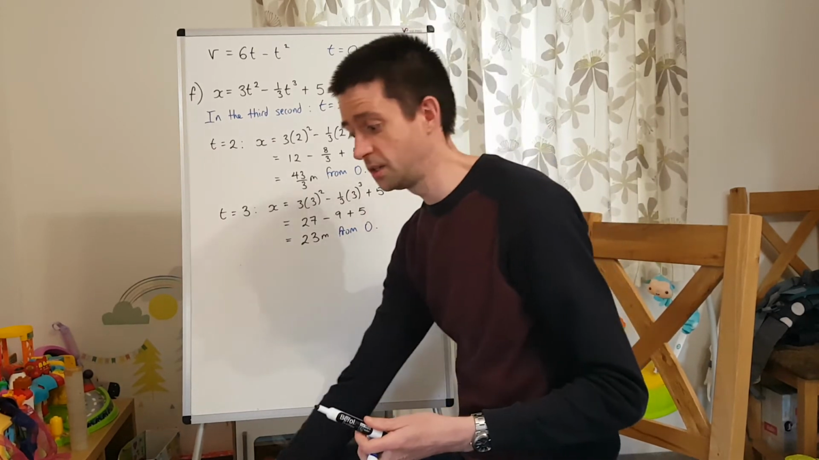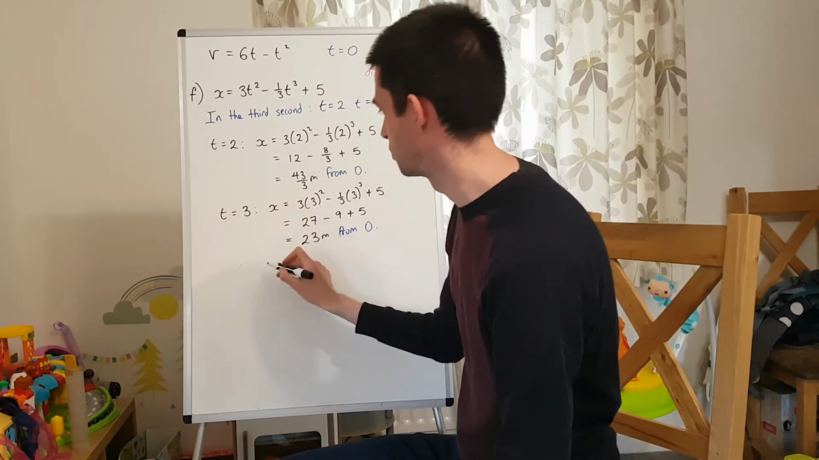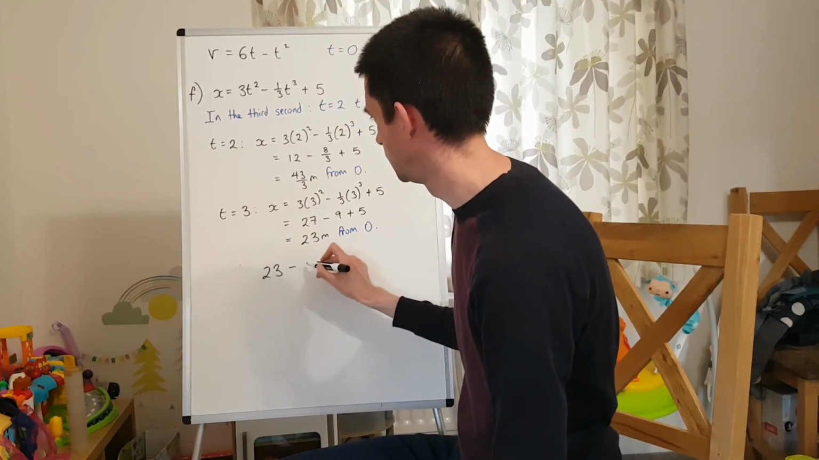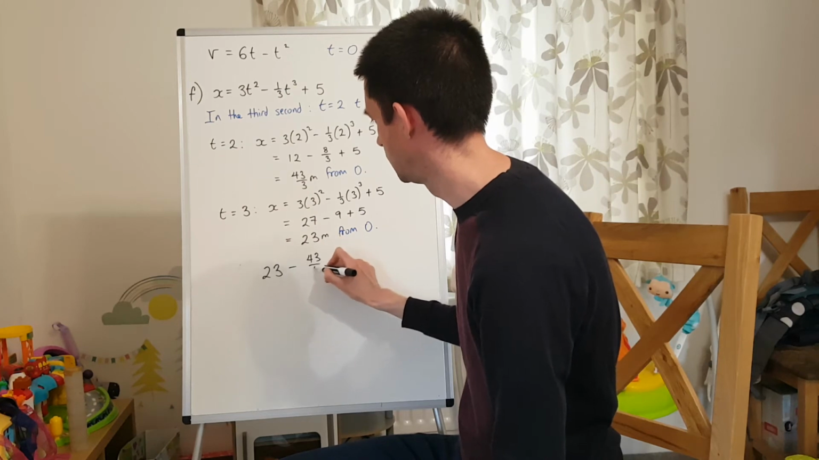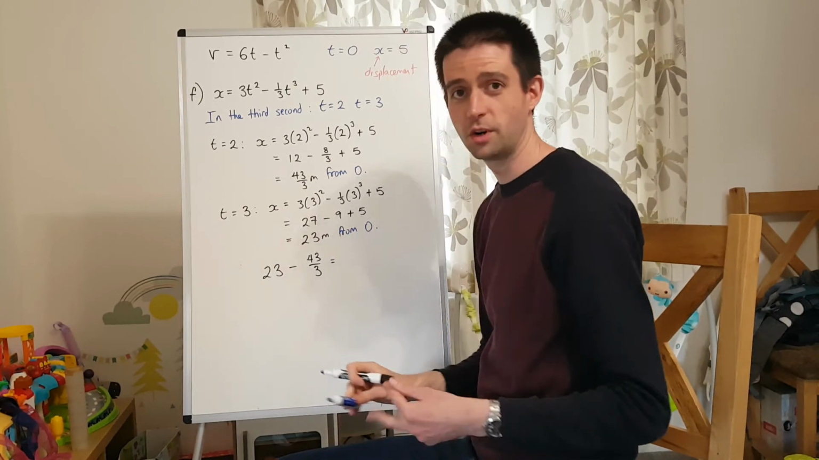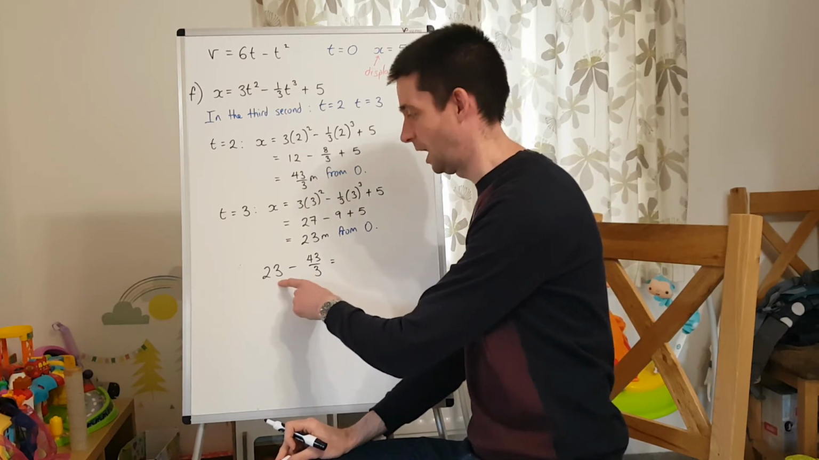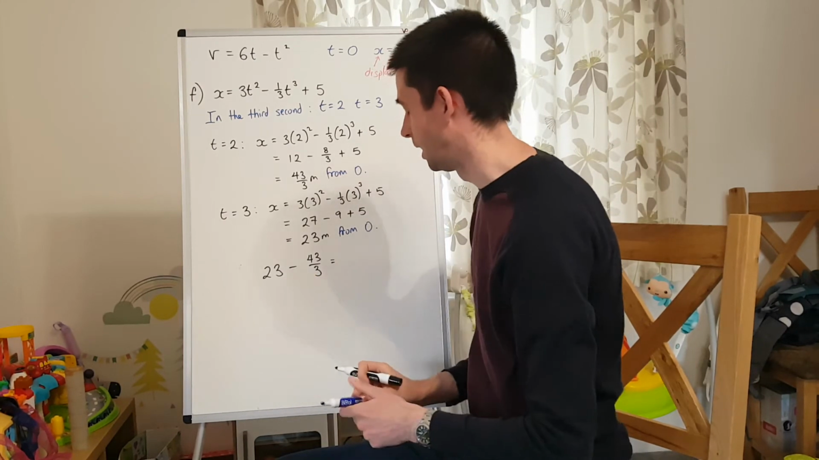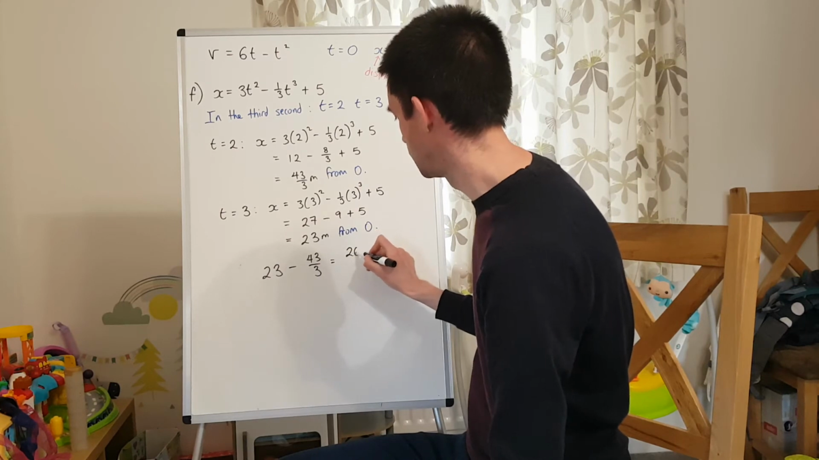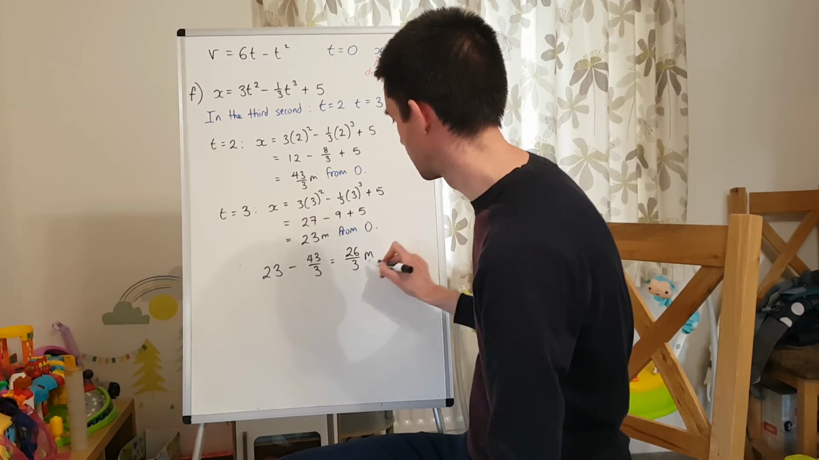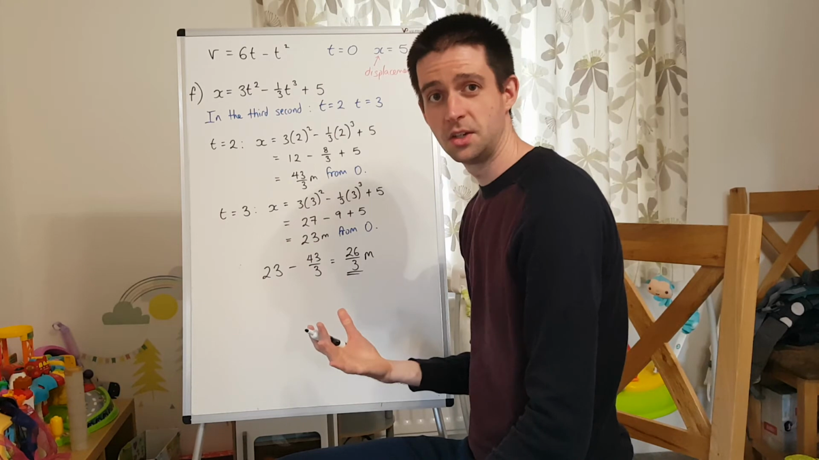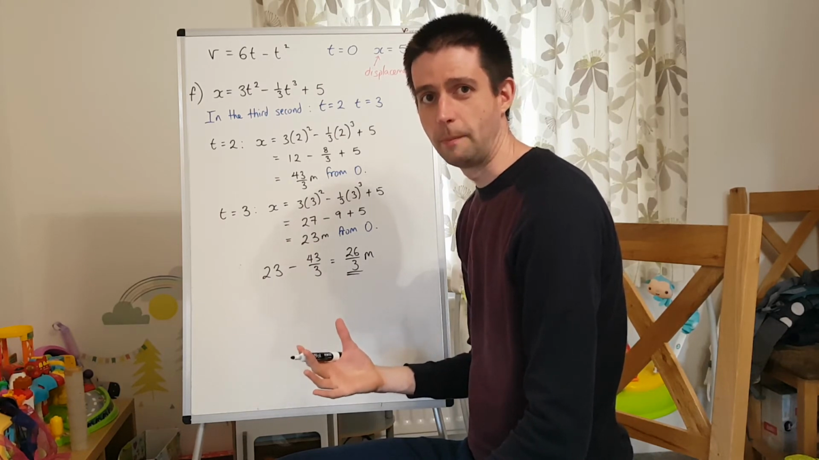So in the third second of motion, it must have travelled a distance of 23 minus 43 over 3, because it's gone from 43 over 3 to 23, and that distance is 26 over 3 metres, and that is the distance that it's travelled in that time.